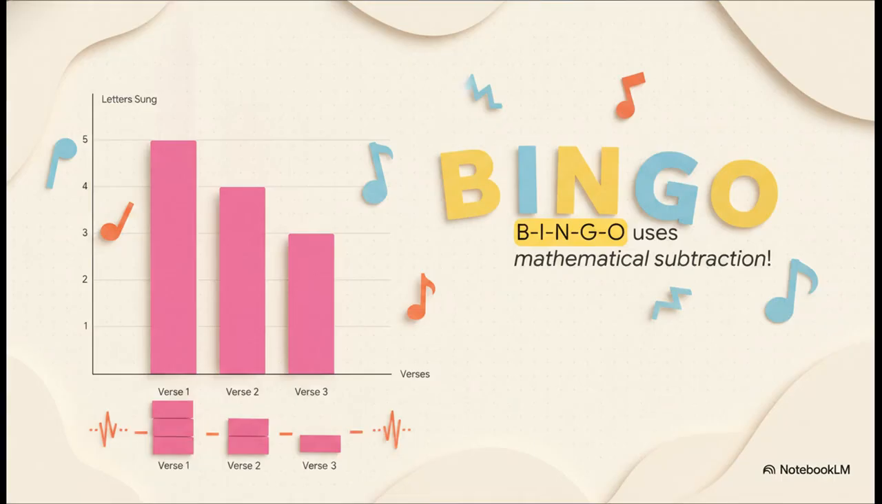But the absolute masterpiece of active listening has to be Bingo. Notice how the amount of sung letters drops with each passing verse. You start by singing all 5 letters, then 4, then 3. It forces the brain to internalize the spelling, keep track of exactly which verse they're on, and consciously withhold a word they desperately want to sing.